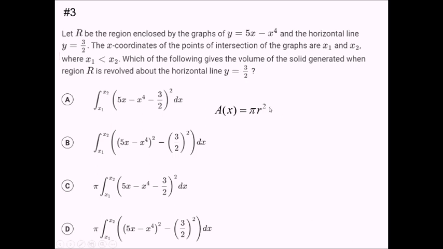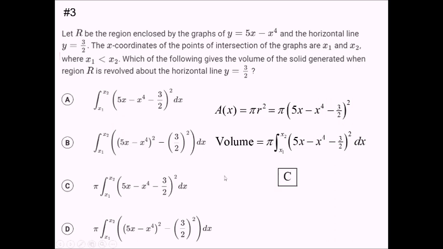So we then have pi times 5x minus x to the 4th minus 3/2, and all of that's being squared. Now plugging that into my integral, I can actually have a pi outside the integral, and I've got the integral from x1 to x2 of all of this stuff with a dx after it. Now I just have to match that with one of my answer choices, and it looks like that's going to be answer choice C. A is pretty close, but they didn't have a pi outside, so we're going with C.